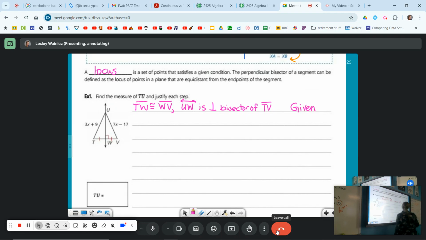What else did they give us? They gave us a couple of other little nuggets. You're really close. Just change TU to a segment instead of a line. TU, the segment, equals 3x plus 9. And VU equals, oh shoot, it's not the segment, it should be the length, so no bars.